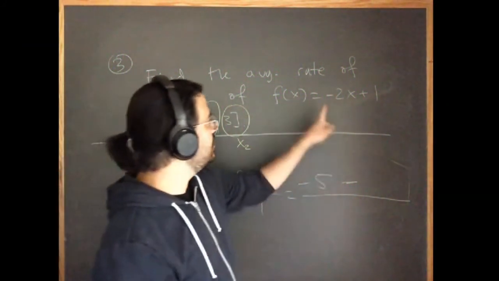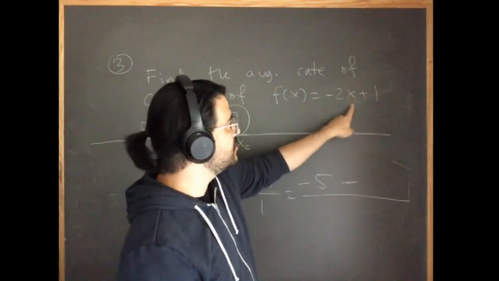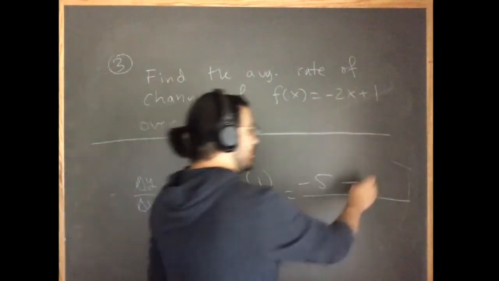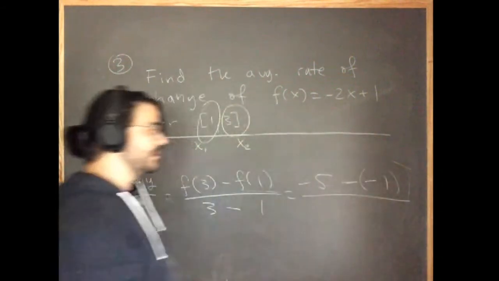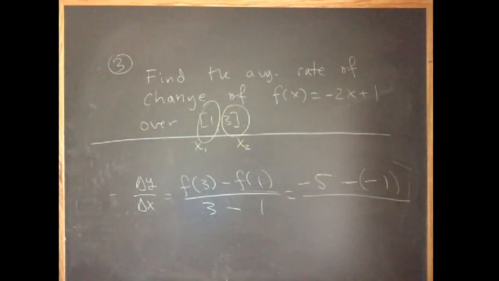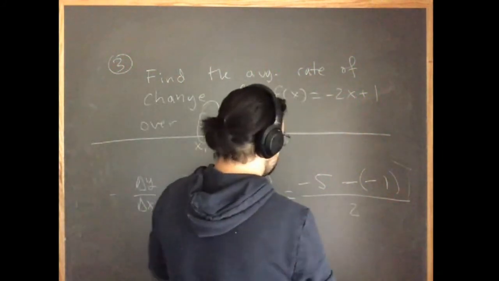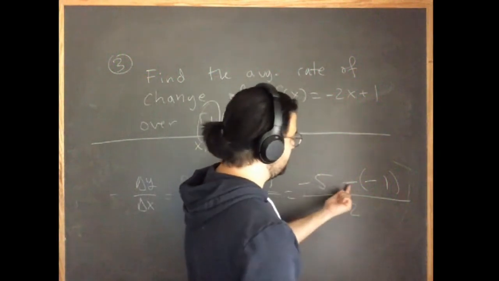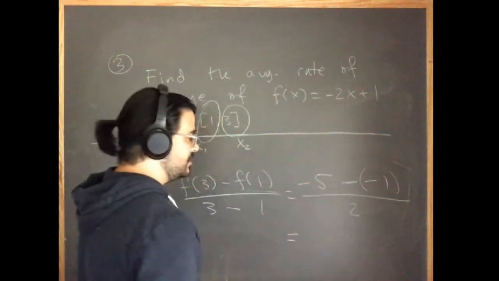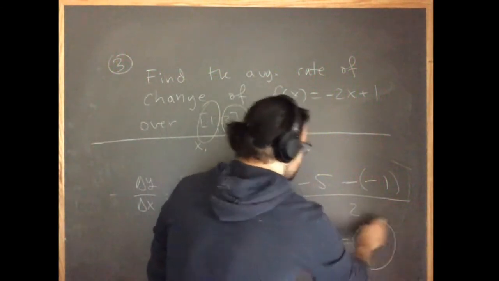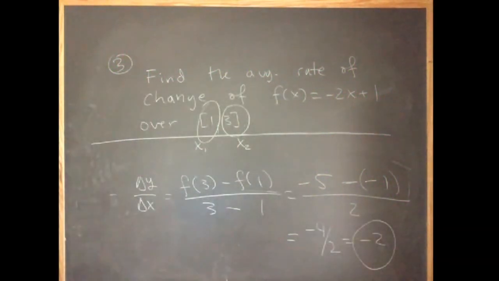If I plug in 1 here, I get -2 times 1, so -2, plus 1, that's -1. But notice there's a negative here, so you have to be really careful. It's going to be minus -1, right? So you're subtracting -1. And on the bottom, we have 3 minus 1, which is just 2. Up here, this is -5, and a minus minus means plus 1, so we get -4 over 2. We get -2. So the average rate of change between 1 and 3 is -2.